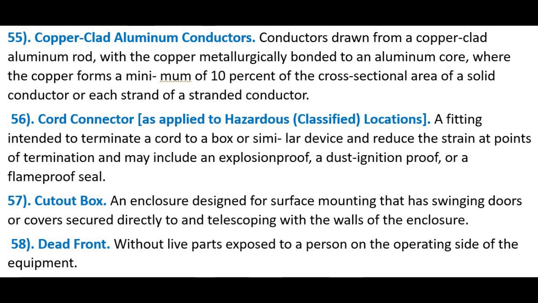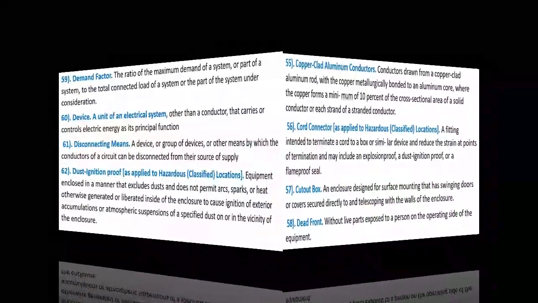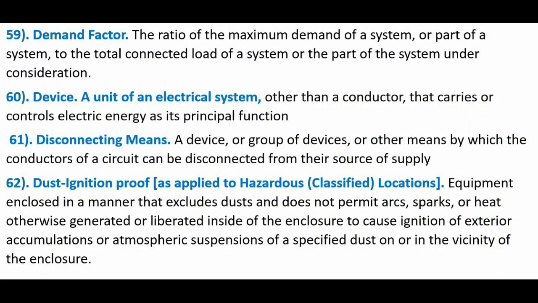58. Dead front. Without live parts exposed to a person on the operating side of the equipment. 59. Demand factor. The ratio of the maximum demand of a system, or part of a system, to the total connected load of a system or the part of the system under consideration. 60. Device. A unit of an electrical system, other than a conductor, that carries or controls electric energy as its principal function. 61. Disconnecting means. A device, or group of devices, or other means by which the conductors of a circuit can be disconnected from their source of supply.